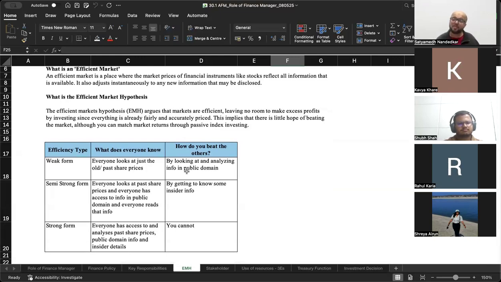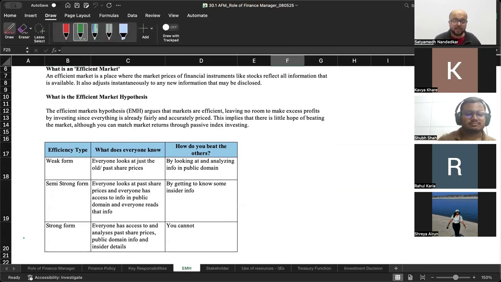Strong form efficiency means everybody knows past share prices also. Everybody has access to published financial information and every news, and everybody has insider details also. So nobody can beat the market. Everybody ends up making the same level of profit. The expectation is that the markets are strong form efficient, so nobody can make excess profits. All of us know that this is not true.